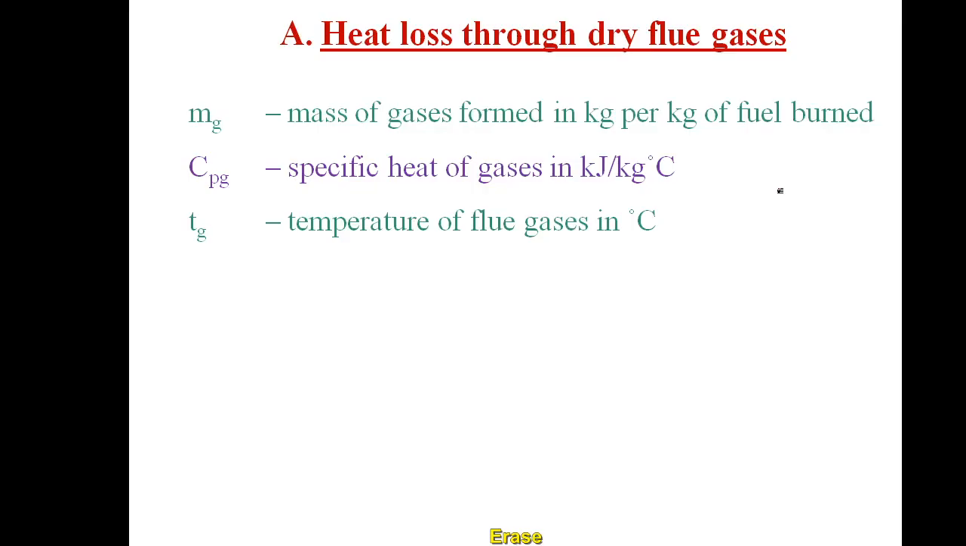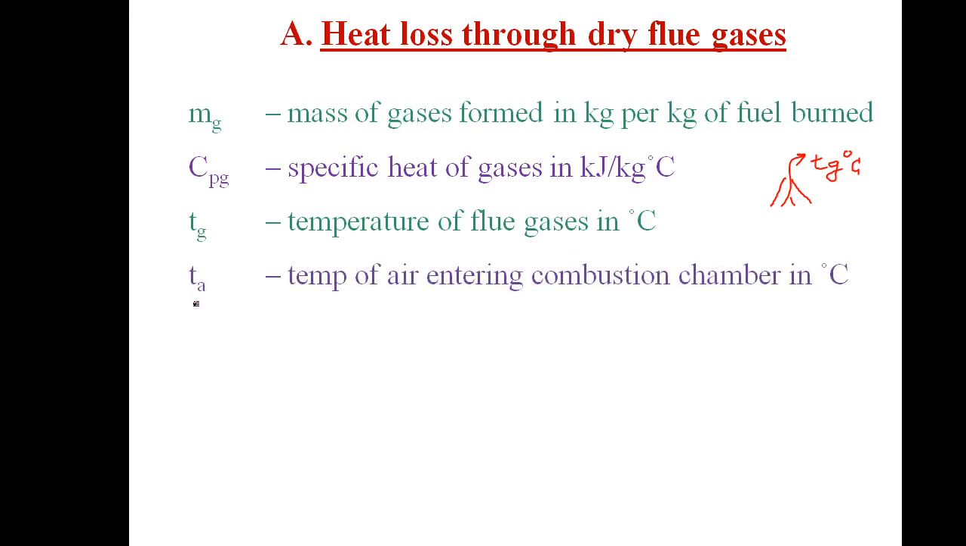So for example, this is the chimney, and through this chimney hot gases are discharged into the atmosphere. The hot gases moving into the atmosphere are at the temperature of Tg degree Celsius. So this Tg is the temperature of flue gases which are discharged into the atmosphere. Then Ta is the temperature of ambient air, the temperature of air entering into the combustion chamber. When air enters the combustion chamber, it has ambient air temperature, or if it is heated in the air preheater, then it will be higher than ambient air temperature. This is considered as Ta.